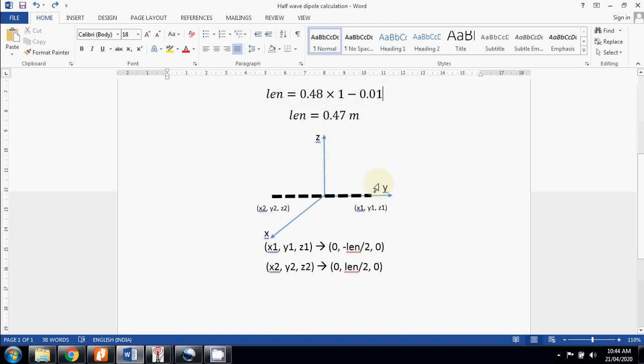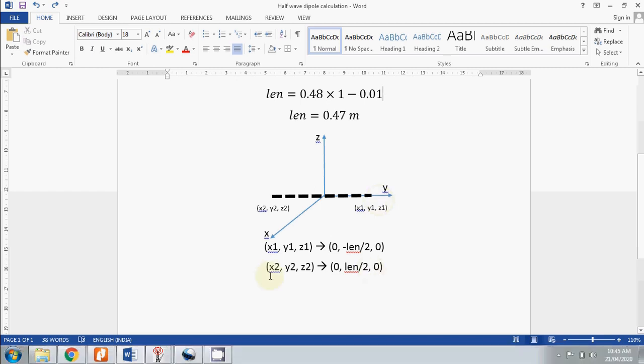Now how do we use this dimension to make a dipole? We have to imagine a three-dimensional coordinate system where we are planning to put the dipole on the y-axis. We'll put the dipole on the y-axis such that half of the dipole lies on the positive side of the y-axis and the other half lies on the negative side of the y-axis. There is no need to keep the antenna anywhere around the z or x-axis. So we'll keep the antenna at z equals 0, and x also equals 0. So the antenna will only be on the y-axis.